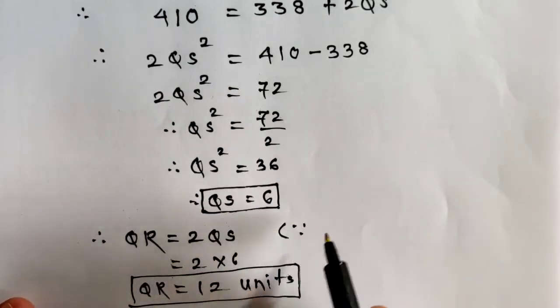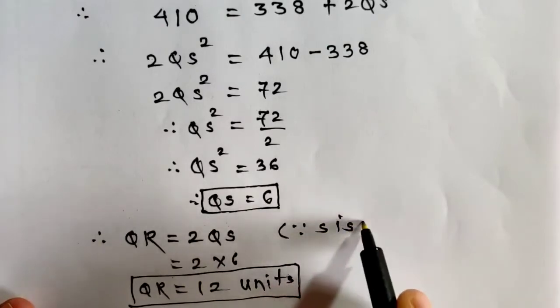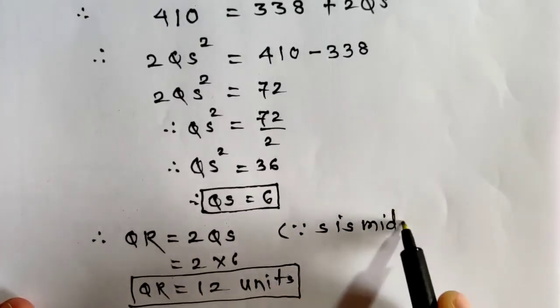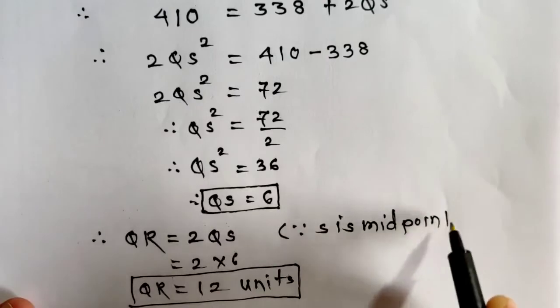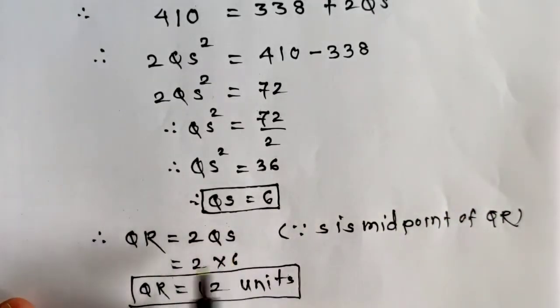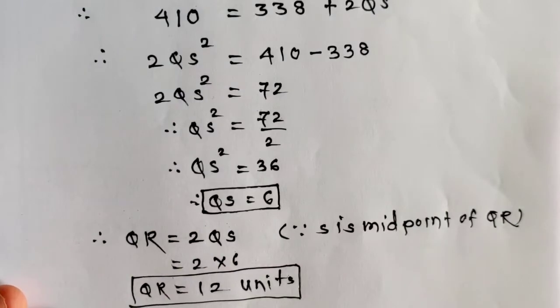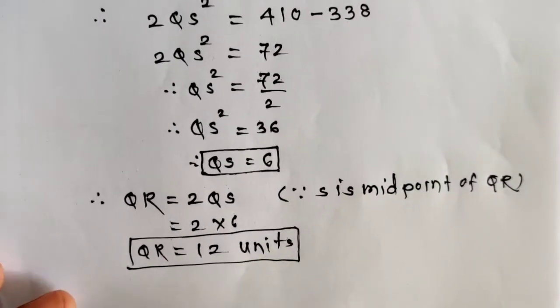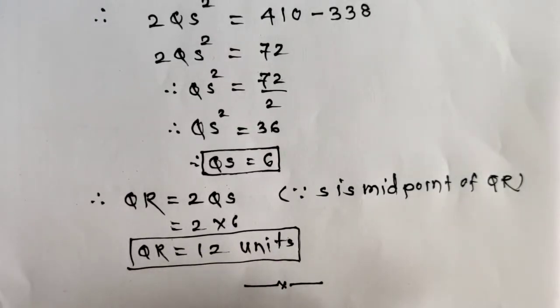Here we can write the reason, since S is the midpoint of QR, therefore 2QS is equal to QR. So 2 multiplied by 6 we get 12. So in this way we can use that Apollonius theorem. Let us see next sum.